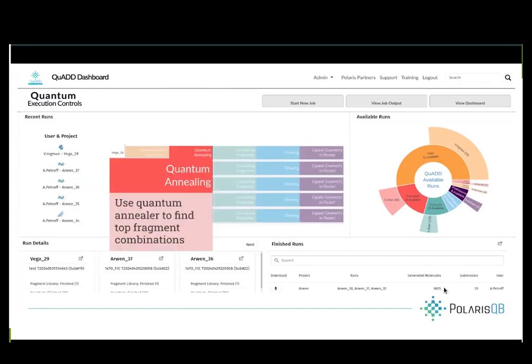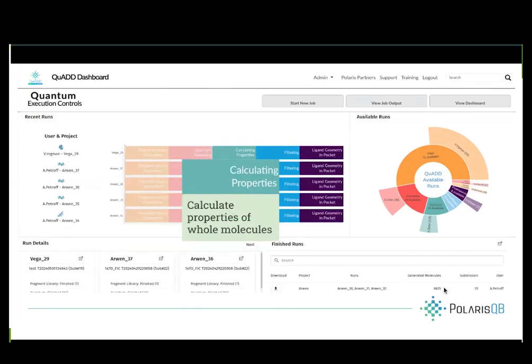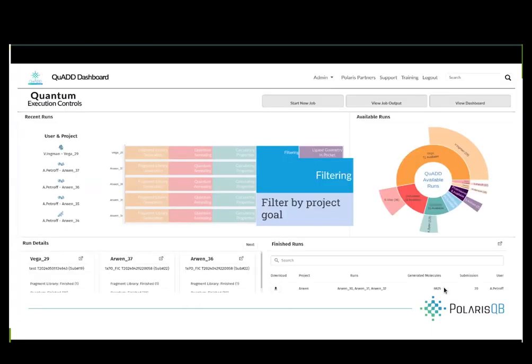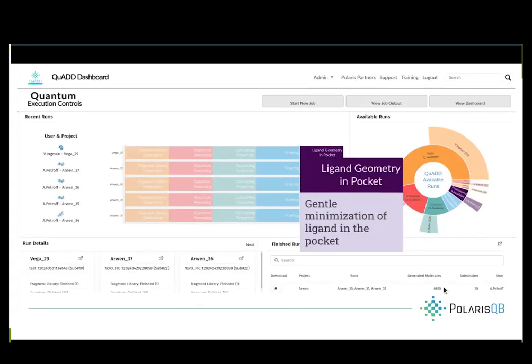Then the job will be sent to the quantum annealer to find the combinations of fragments that best fit that pocket. And then it will calculate the properties of the whole molecules that it made, so that it can filter the library back down such that the candidates match the project design goals. And finally, we do a gentle minimization of the ligand in the pocket in order to resolve artifacts from the small molecule in the pocket.